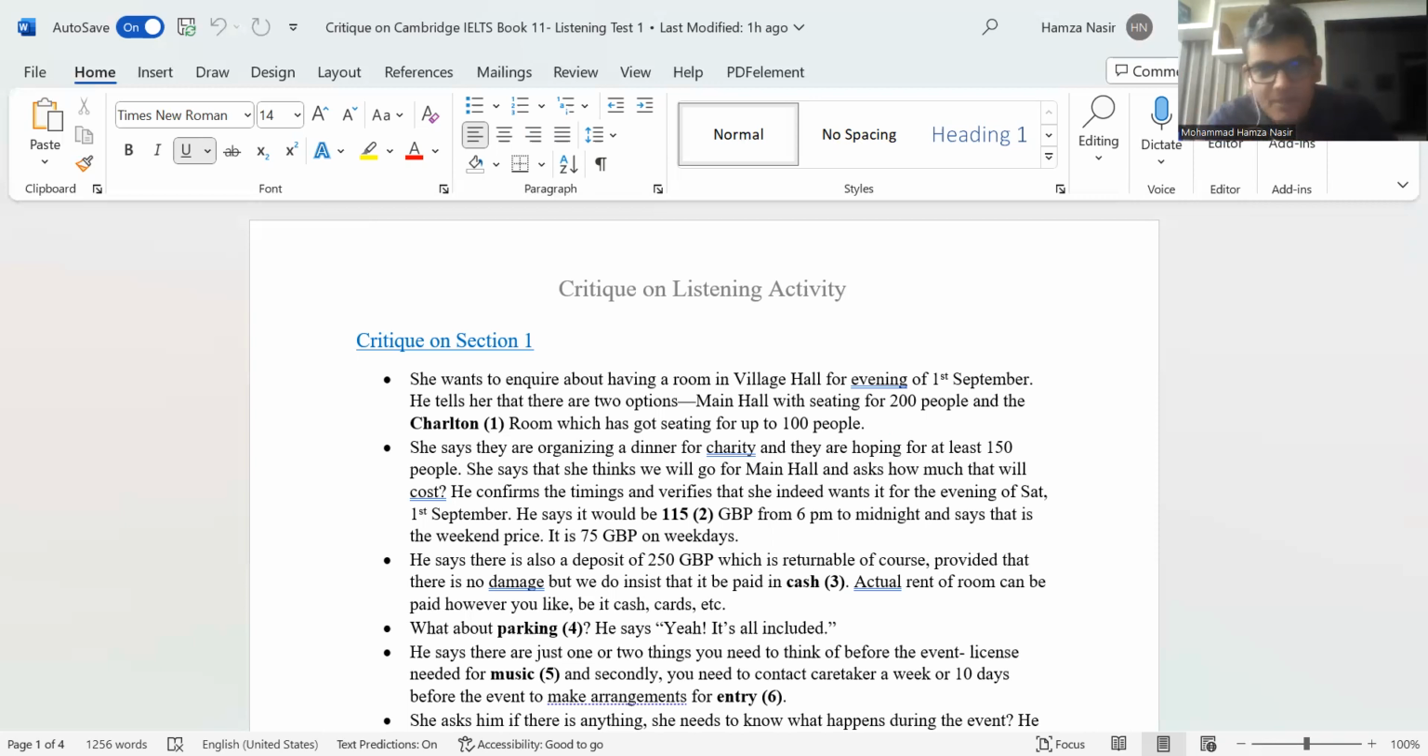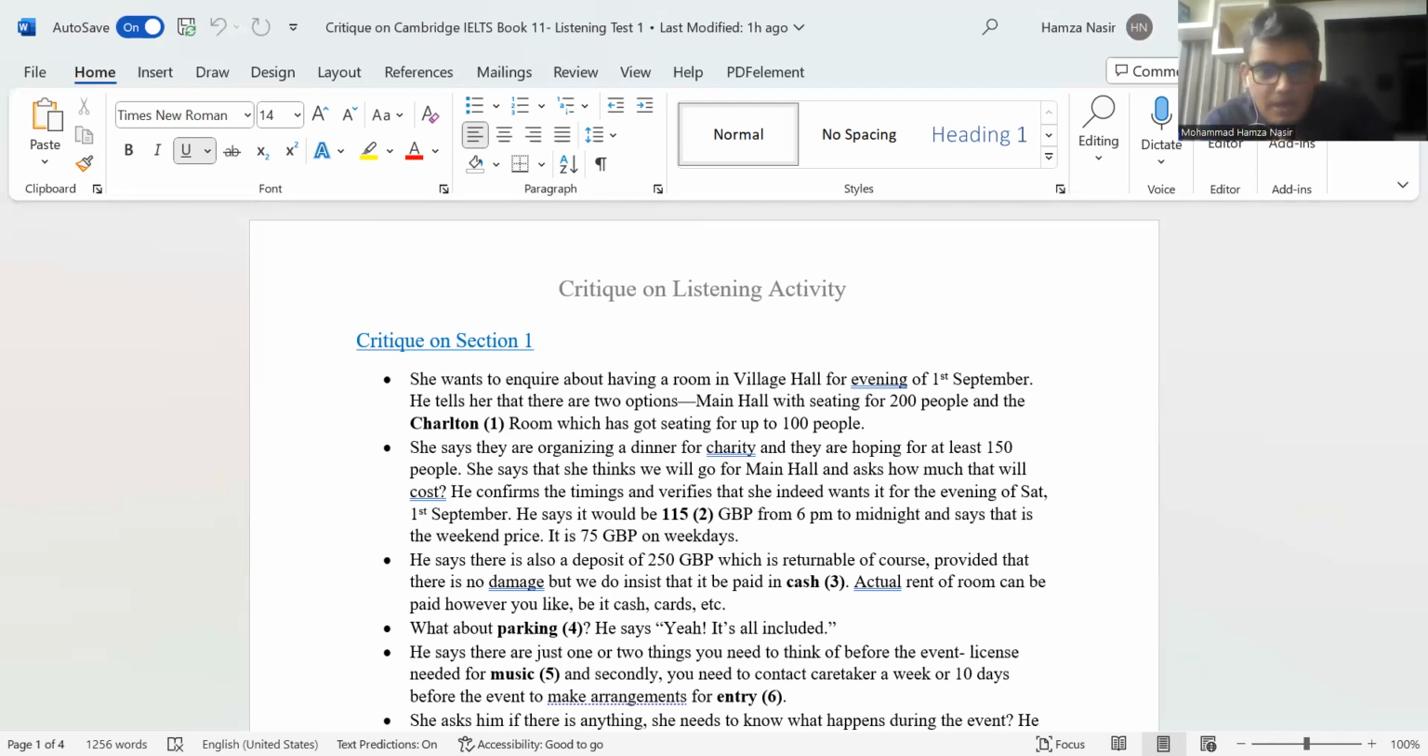of our instructions. Okay. Next up, if you look at question 3, it asks about dash payment is required. Now let's talk about it. He insists there's also a deposit of £250, your keyword, which is returnable, of course, provided there is no damage. But we do insist that it be paid in cash. The actual rent of the room can be paid however you like. Therefore, the answer for question 3 is cash payment is required. So the answer for 3 will be cash, that is CASH. The areas of this document which I've underlined in black, they actually are our answers. Okay, so the answer for question 3 is going to be cash.